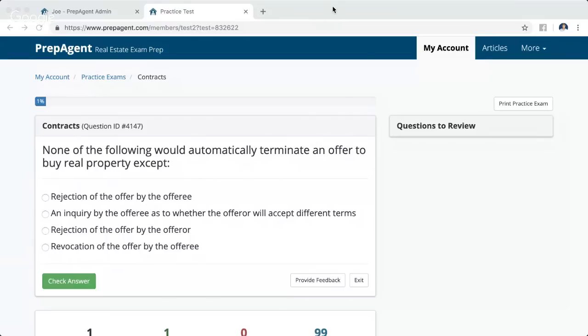Okay, so I said a counteroffer is a brand new offer. So therefore, the way to say it is the offeree becomes the offeror.